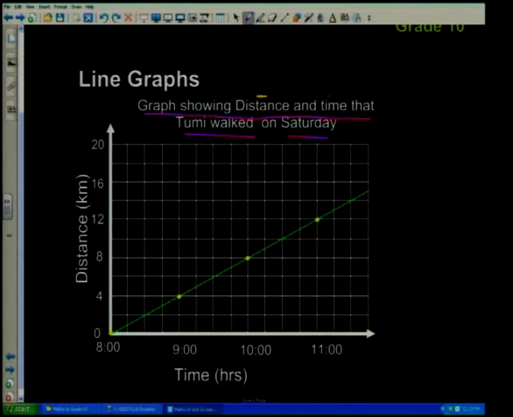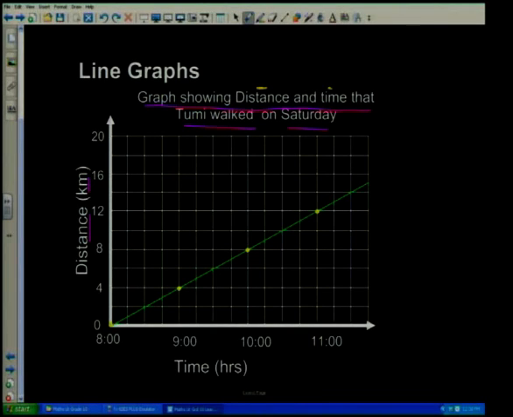So let's now go to each of our axes. I'm looking for distance and I'm looking for time. First of all, on this axis, my y-axis, I've got the distance. It tells me distance and it tells me that it is in kilometers, and it's really important to note that. So she's walking somewhere between 0 and 20 kilometers on this Saturday. About 20 kilometers more than I would walk on a Saturday.